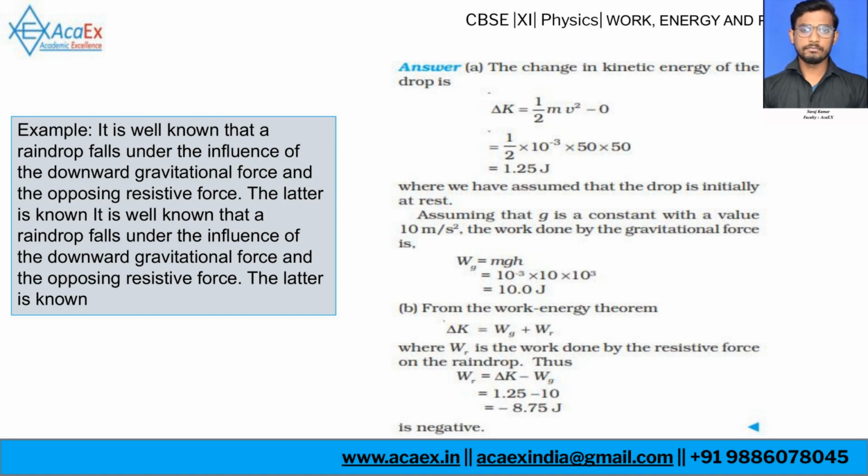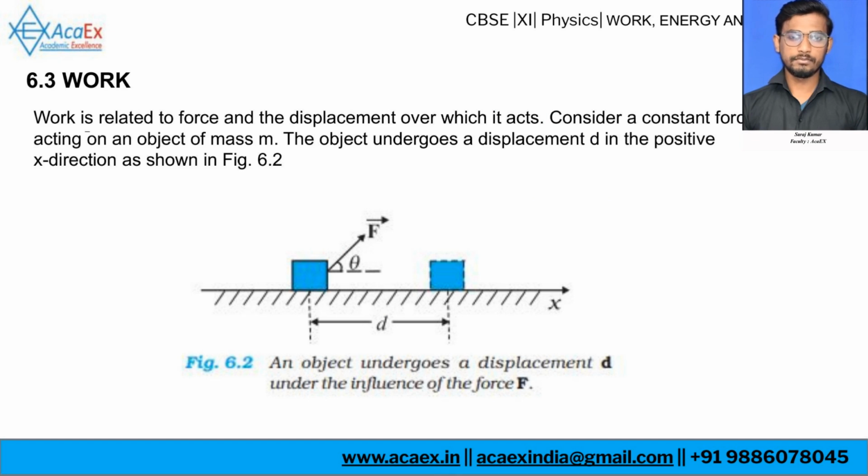Assuming g equals 10 meters per second squared, the work done by the gravitational force is W_g equals mgh equals 10 to the power of negative 3 times 10 times 10 to the power of 3 equals 10.0 joules. From the work-energy theorem, delta K equals W_g plus W_R. Thus W_R equals delta K minus W_g equals 1.25 minus 10 equals negative 8.75 joules. Work is negative. Work is related to force and displacement.